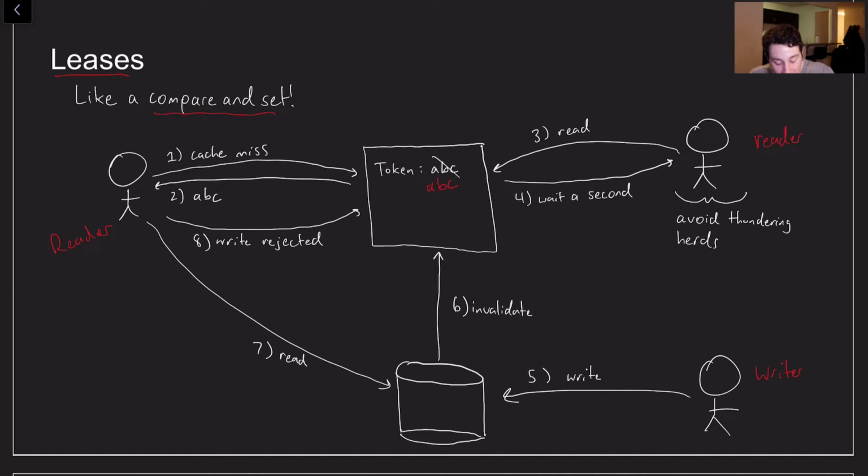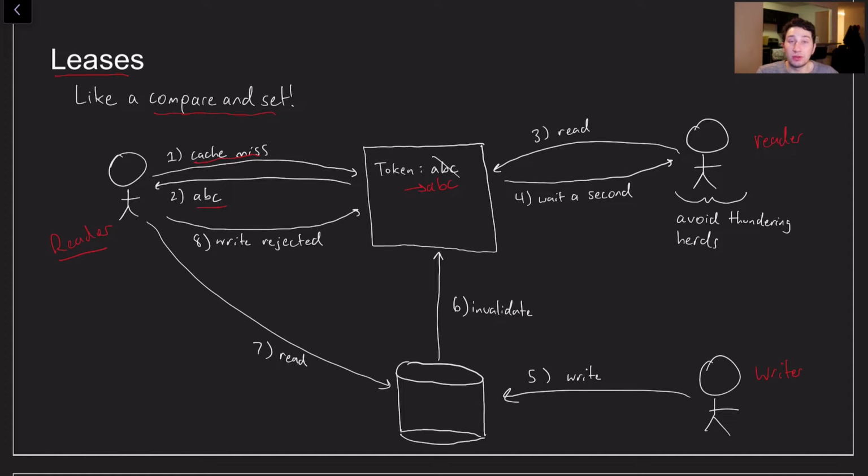So let's imagine to start the lease token is ABC, right? The reason the lease token is ABC is because this reader comes in, it does a cache miss, and so right after the cache miss happens, the cache says, okay, for the key that you cared about, I'm setting a token called ABC. That's going to be our lease right there. And we're going to return ABC back to the reader. Now, another couple of nice things happen as a result of this. Let's imagine that because this was a cache miss, there's no value currently in the cache, right?